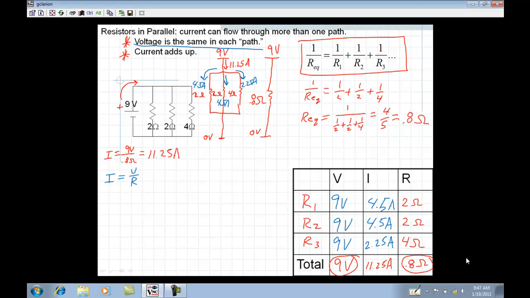So the question again is, which branch had less current going through it? Yeah, the one with the greater resistance had less current going through it. Now, notice that the 11.25 amps is split up into 4.5, 4.5, and 2.25 amps. When these 3 currents come back together, before it gets to the battery, what do you think the current is going to be? Yeah, they're going to add back up to 11.25 amps.